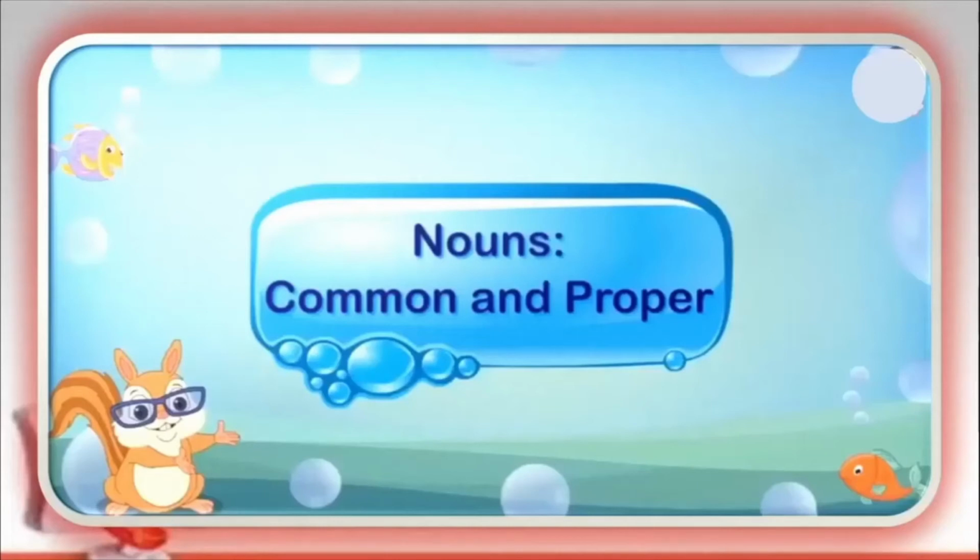So let us find out what nouns are in the first place. I guess all of you know what nouns are. So nouns are the names of persons, the names of places, the names of things, etc. Nouns are of various types. You have common nouns, proper nouns, collective nouns, etc. But in this particular lesson, the focus is on common nouns and proper nouns. So let us do that before we move ahead.